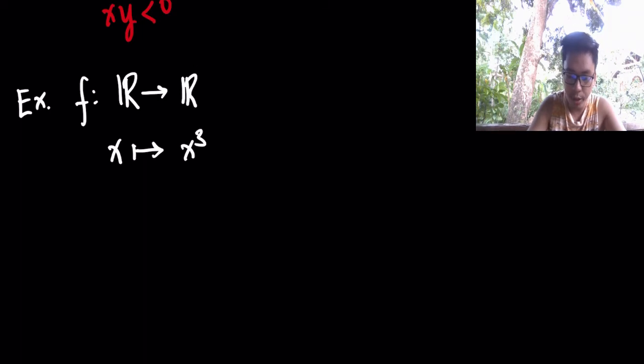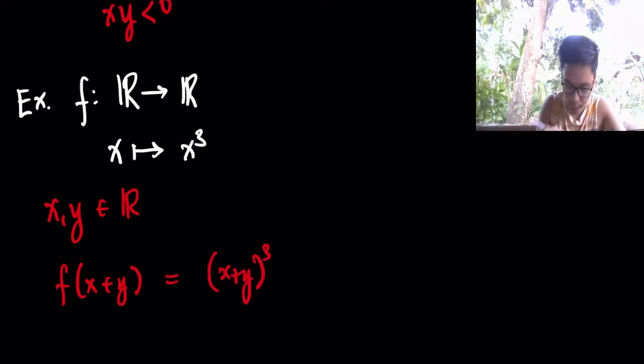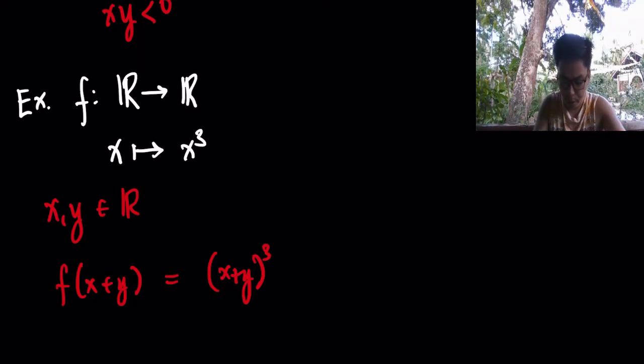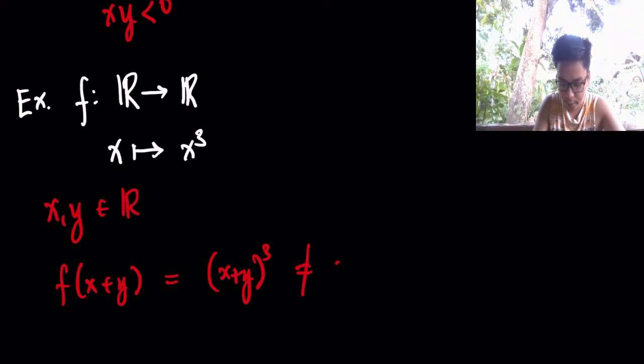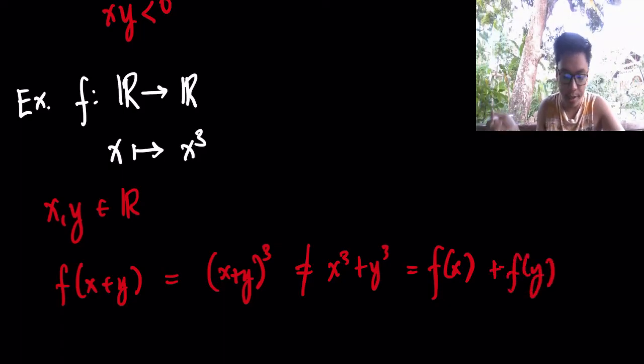Here, if you consider x and y to be elements of R, now f of x plus y, the output there is x plus y quantity cubed, by definition of this mapping. Obviously, this is not equal to x cubed plus y cubed, which is f of x plus f of y. This is not equal in the sense that we're working on R, not on a different group modulo 3 or whatever. We're only working on R. So therefore, this is not a linear transformation.